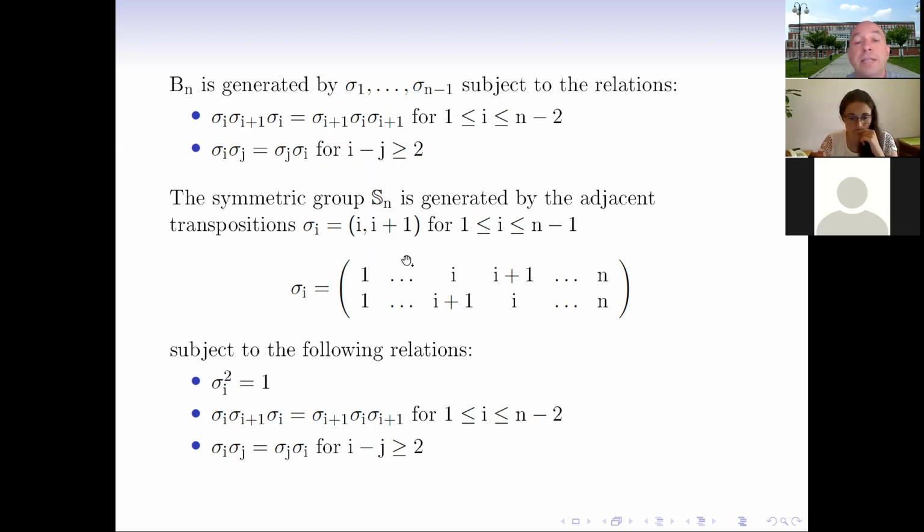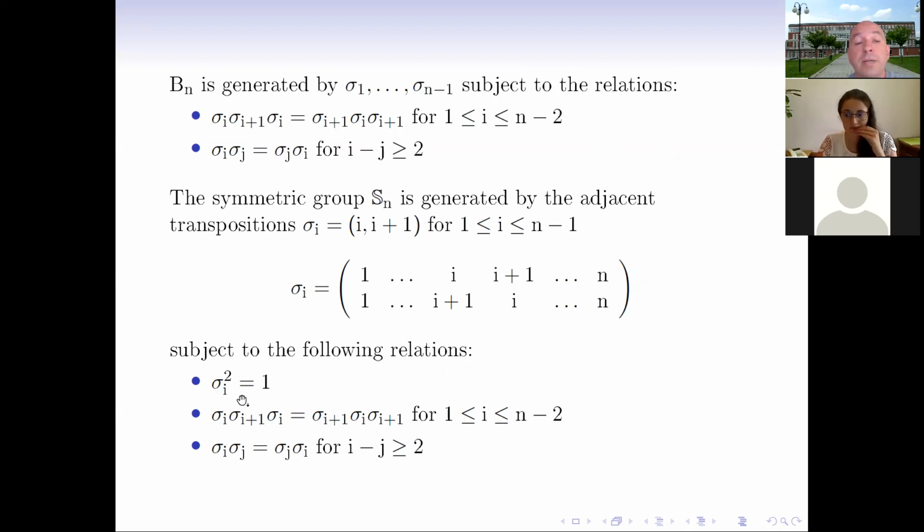And then this set of permutations or transpositions, Jasmine transpositions, will generate the whole symmetric group. And this will be subject to the following relations. So the two relations, sigma i plus 1, sigma i, sigma i plus 1 equals sigma i, sigma i plus 1, sigma i, and sigma i sigma j equals sigma j sigma i for sufficiently distinct i and j. These are the same as for the braid group.